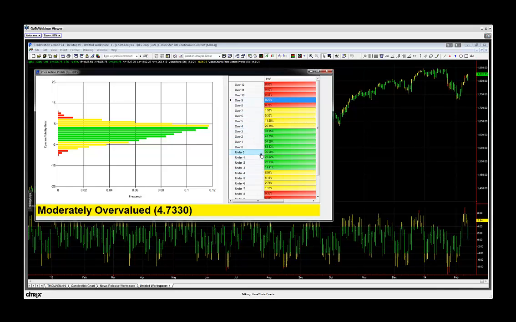So you can see exactly how often, and it should end up looking like a pretty decent sized bell curve. Now it's a little bit skewed for the S&P right here. You can see moderately overvalued right at the tip of the bell curve. The reason for that is because we've just been in a solid uptrend all year long, or the past couple of years. So it has had a lot of overvalued price bars.